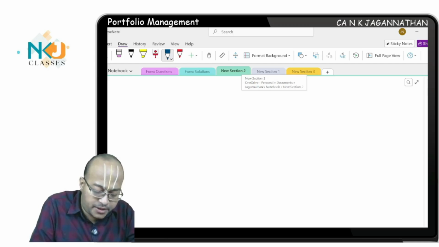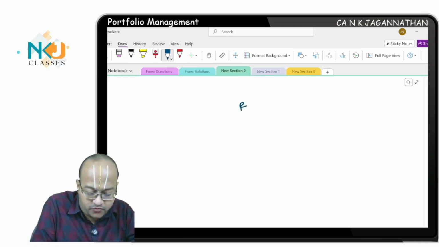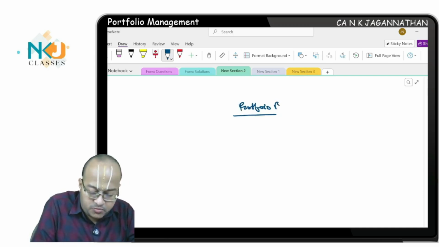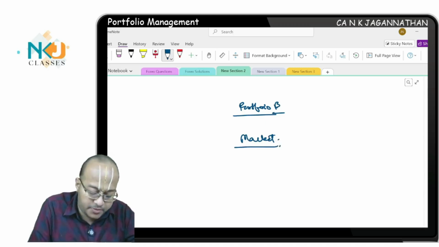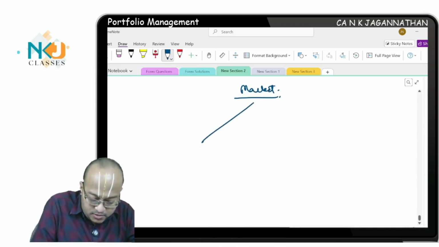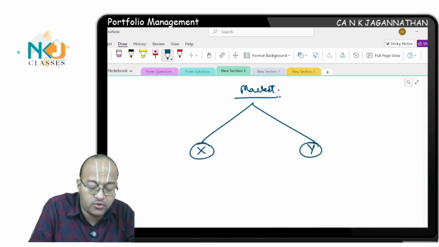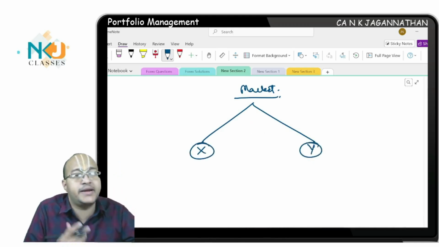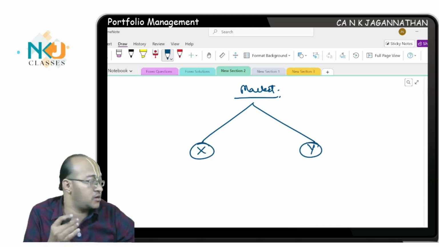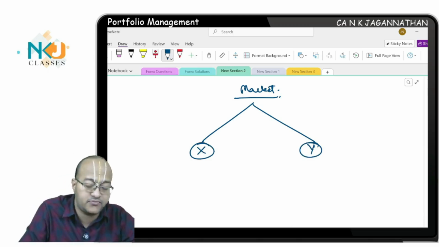See here, portfolio beta, you have assumed the portfolio. In the portfolio here, this is portfolio beta. Here you have the market, right? What happens here? The security X or Y inside the portfolio is correlated to the market. Beta itself captures the correlation. Are you all understanding? The beta itself captures the correlation.